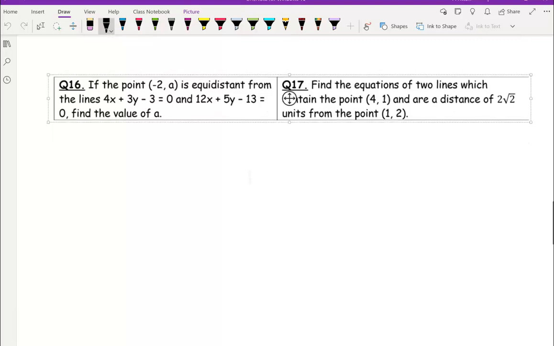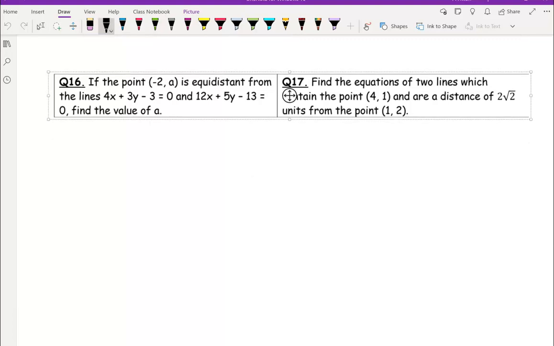The line revision sheet 1, question 16. If the point (-2, a) is equidistant from the lines 4x + 3y - 3 = 0 and 12x + 5y - 13 = 0, find the value of a. So just to be clear, there's two lines here. We've got the point (-2, a) in between them.